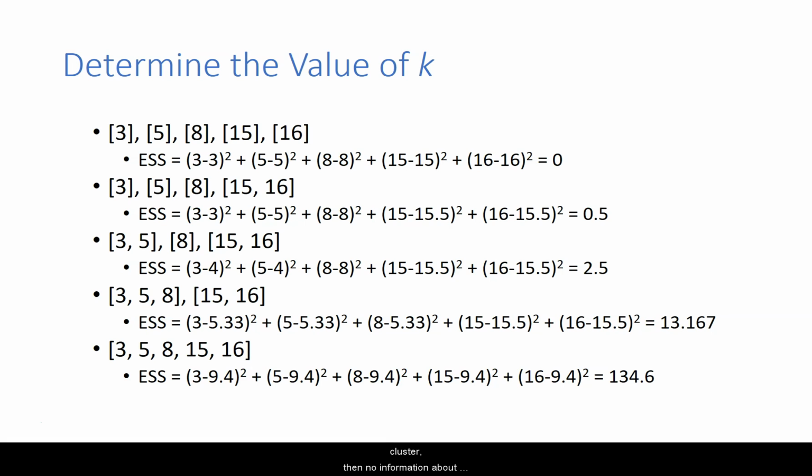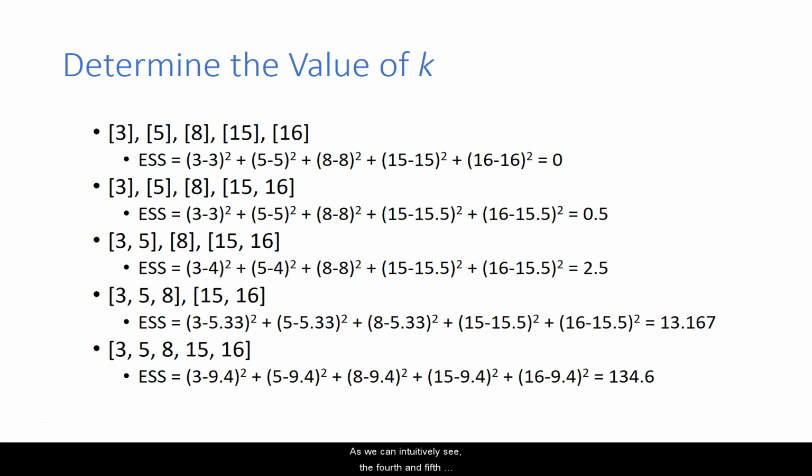If each observation is its own cluster, then no information about individual observations is lost because the cluster is the individual observation. We can compute the error sum of squares, or ESS, by summing up the squared differences between the observations and cluster centers, which are the observations in this case. So as you can see, the ESS turns out to be 0, indicating that no information is lost at this stage.